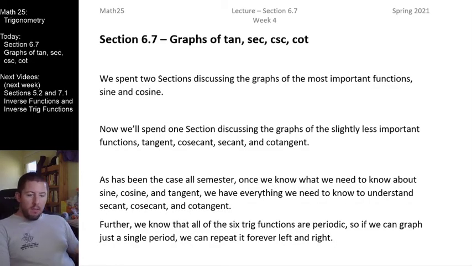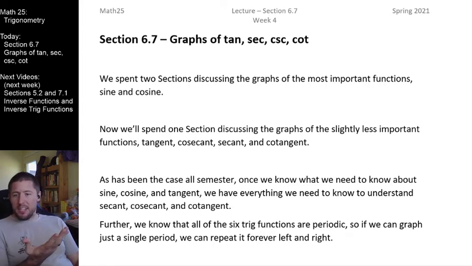We are here on Friday, February 5th, and today we are going to talk about section 6.7, the graphs of tangent, secant, cosecant, and cotangent. Remember that this week we covered two sections, 6.7 and 6.8, but we did them in reverse order. That's because last week we started with 6.6, which is our introduction to sine and cosine. Then I went out of order and did 6.8, which was more things about sine and cosine. Today, now we're going to look at our less important graphs of tangent, secant, cosecant, cotangent.